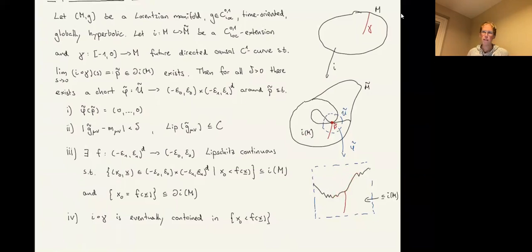So the statement is not that the boundary is locally Lipschitz regular, but I'm just saying that I have this region here below the graph and all these points that lie in M, and the boundary of this region is a Lipschitz graph. And in this sense, I say that the boundary of Lipschitz extensions of globally hyperbolic spacetimes is Lipschitz continuous.